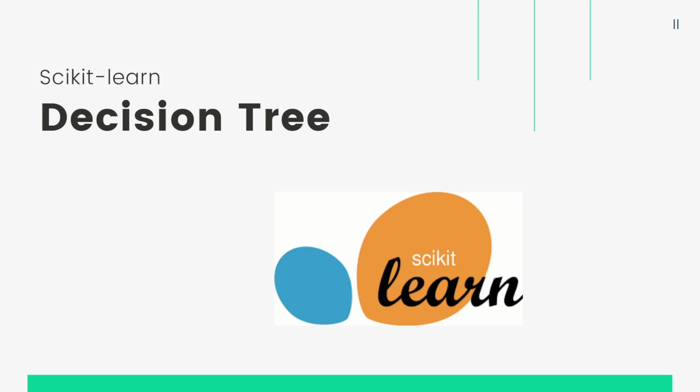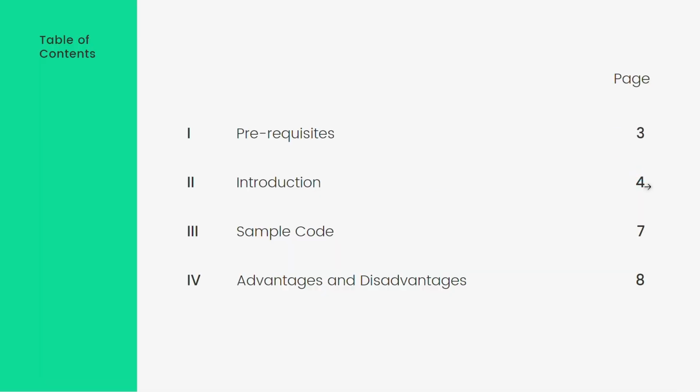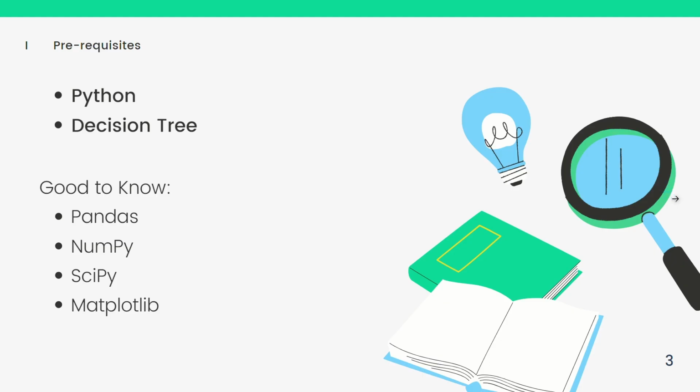Hello everyone. So today we are going to talk about decision trees in Scikit-learn, and we'll be seeing the prerequisites, introduction to decision tree, sample code, and advantages and disadvantages. So the prerequisites are Python and the decision tree algorithm.